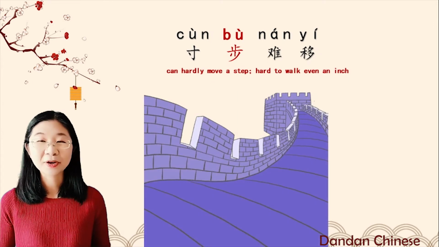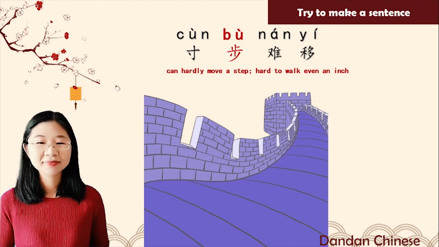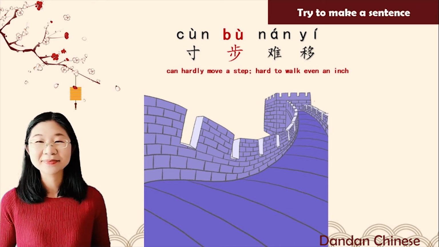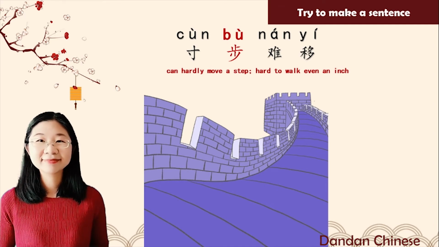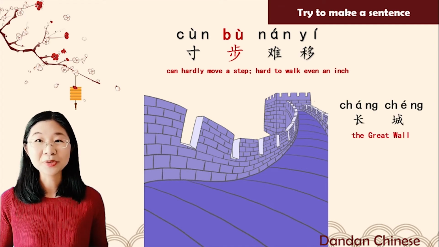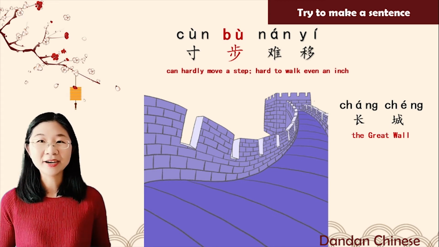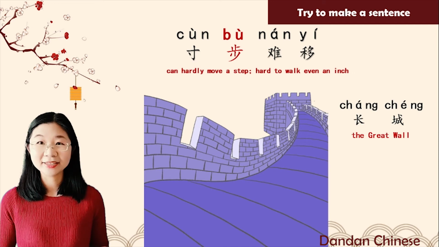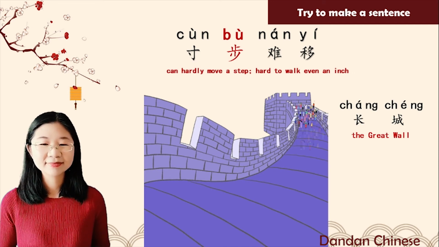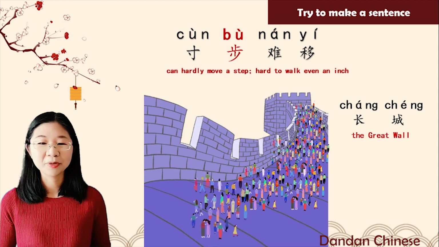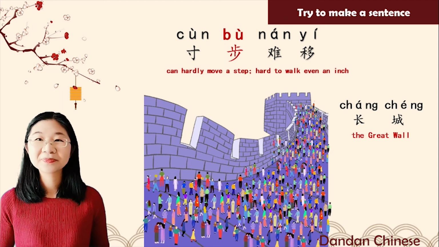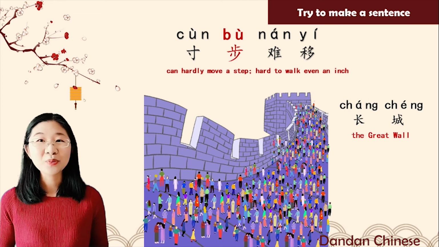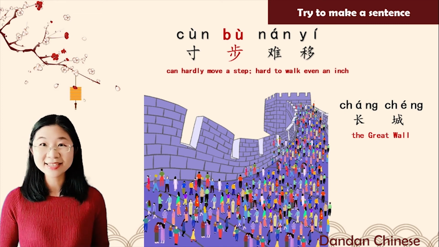Okay, this is our homework today. Look at the picture and try to make a sentence. The picture here is the Great Wall. In Chinese it's 长城. You know, the Golden Week in China has lots of people. So can you make a sentence with 寸步难移 based on this picture?